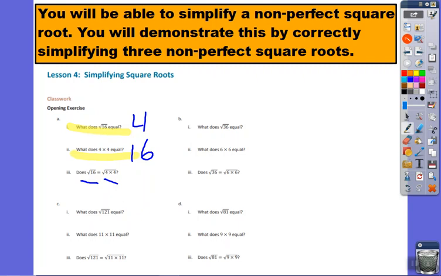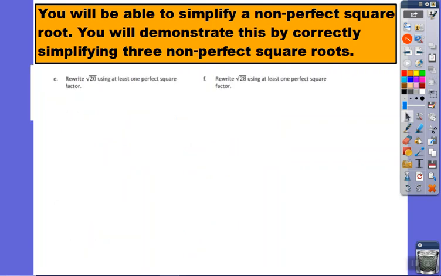What does square root of 36 equal? That is 6 times 6. What does 6 times 6 equal? That is 36, so they're like opposites of each other. So please notice that the square root of 36 is the same as 6 times 6. We can use this idea of writing it out as a multiplication.